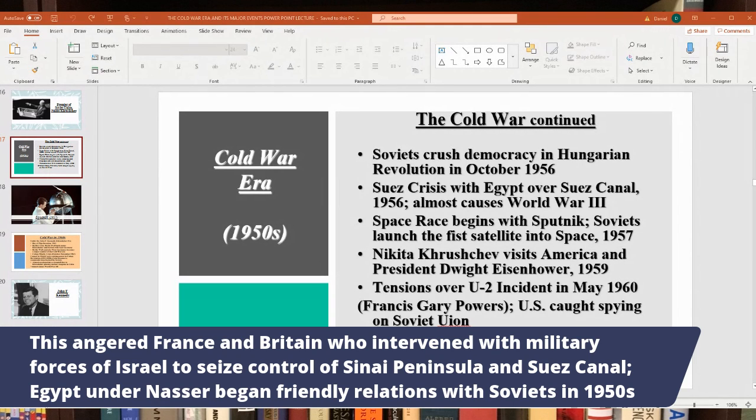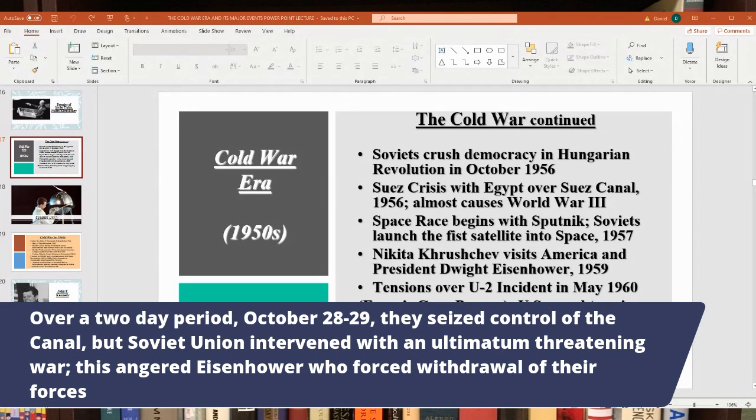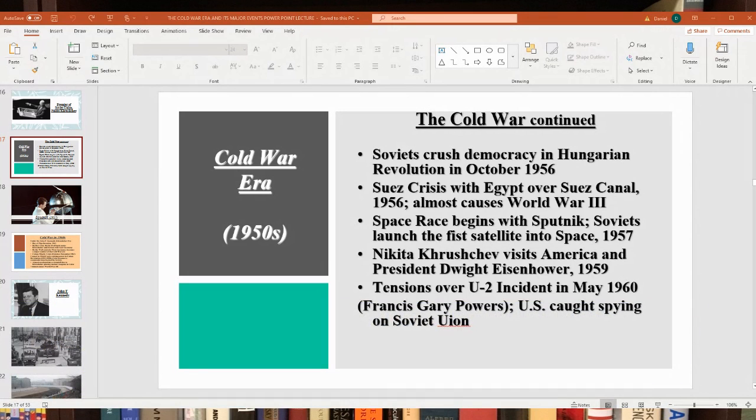And over a 2-day period, October 28th to 29th, with those Western countries and Israel seizing control of the canal, the Soviet Union decided to intervene. They threatened war if they didn't take their forces out. And Dwight Eisenhower, who was president of the United States in the 50s, got really angry about this because he didn't really know this was going to happen. Like the French, British, and Israel did this. And so he told them to back down because he didn't want World War III. And so that was something that was avoided in 1956.